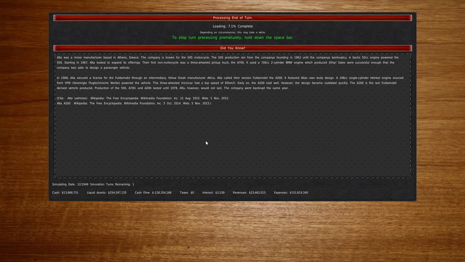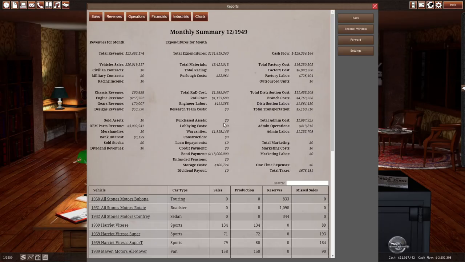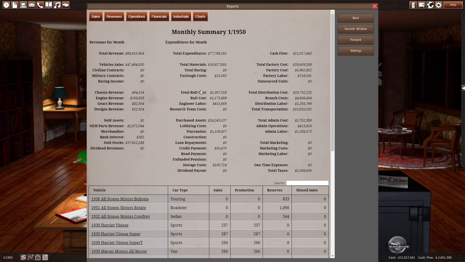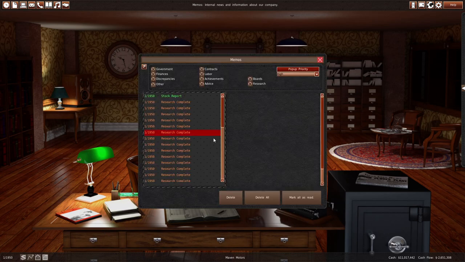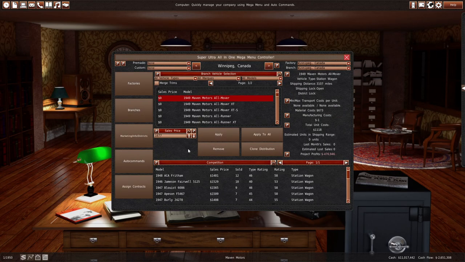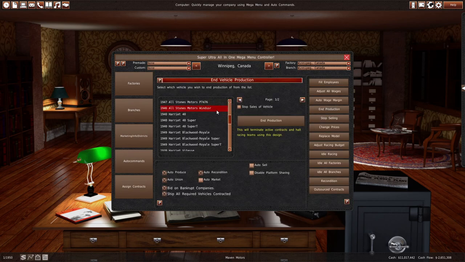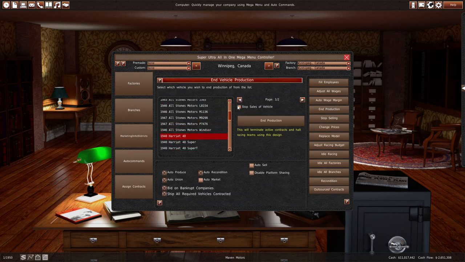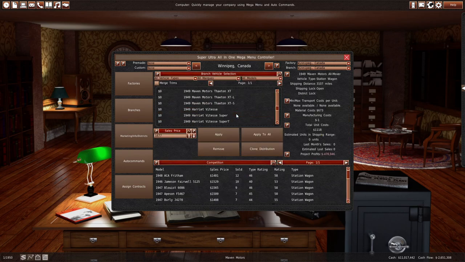We got one more month left. Let's sim it. We lost a ton of money last month. I don't even want to look. That's better. So our sales crashed because we had, I guess, issues with parts supply. Yeah, that happens sometimes. That was literally the worst thing that could happen. Let's go ahead, just cancel every Maven and Harriet current model. Let's see here. So we got a Maven, and there's no Mavens for sale. We go to Harriet, there's no Harriets.